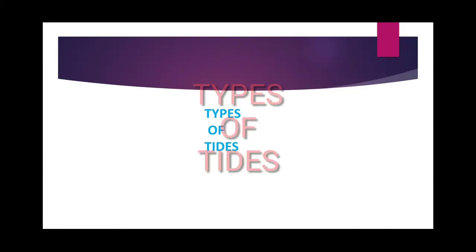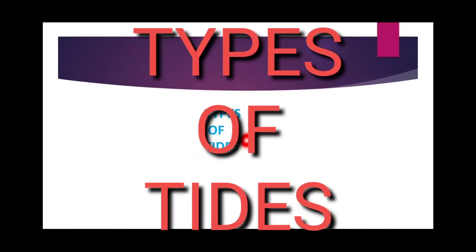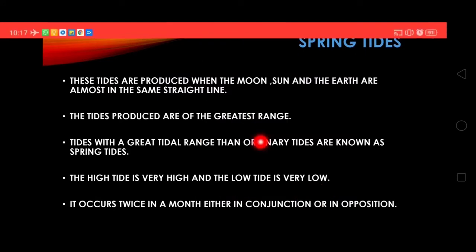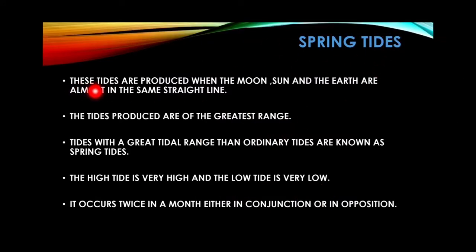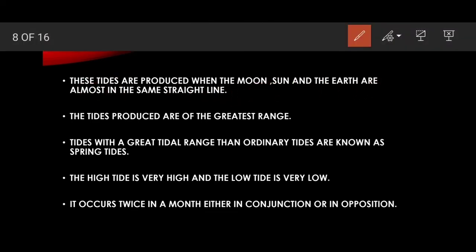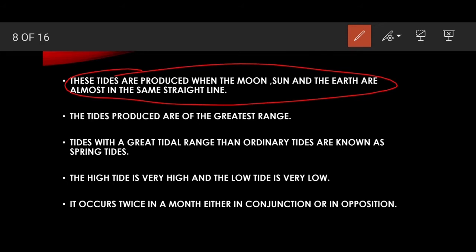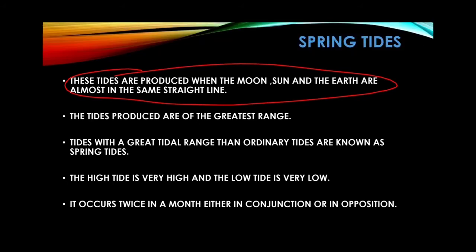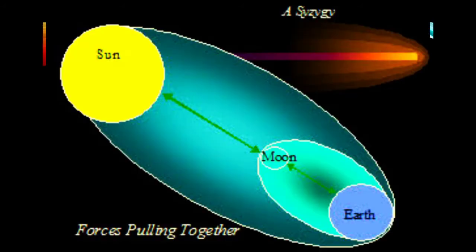The next topic is types of tides. So the concepts which we have learned earlier, on the basis of that we will understand the types of tides. Here the first one is spring tide. These tides are produced when the moon, sun and earth are almost in a straight line. So children, this is the most important thing that we should know, that when spring tides occur in the ocean, the moon, sun and the earth are in a straight line. So this is syzygy, when all the three heavenly bodies are in a straight line.